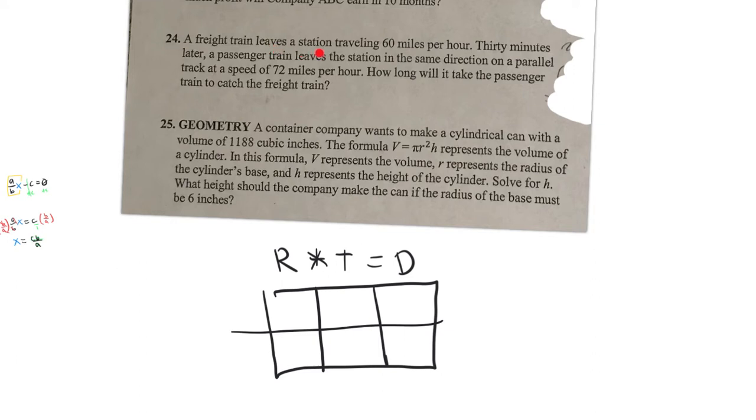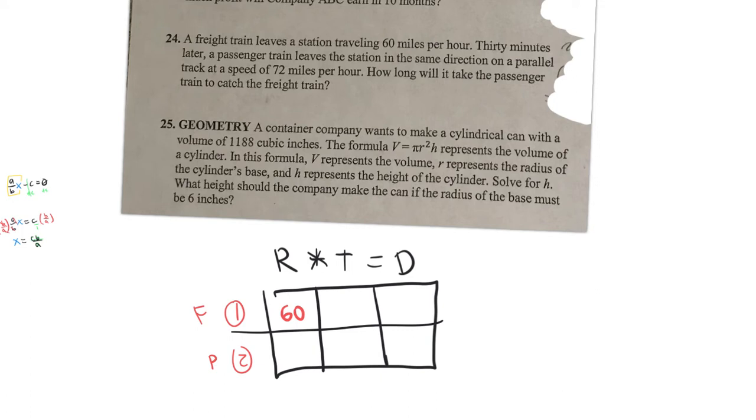So a freight train leaves the station traveling 60 miles per hour. Okay, so this will be train 1, and then there's the passenger train, which is train 2. So the freight train is train 1, and the passenger train is train 2. The freight train leaves traveling 60 miles per hour, so you just fill that in, it's 60.